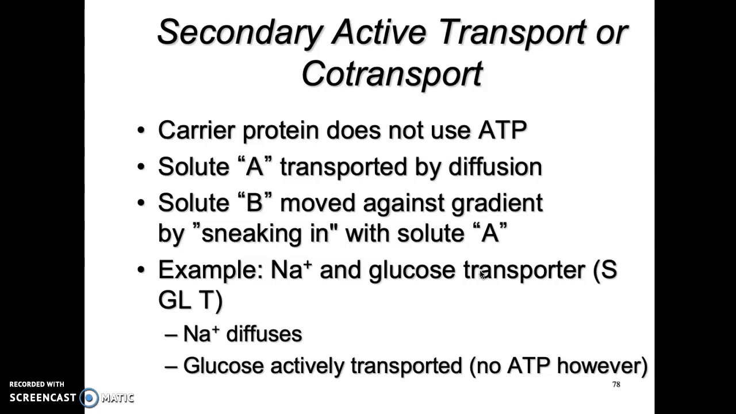Solute A is transported by diffusion. That solute A is going to be sodium. It just diffuses down from where there's more to where there's less. Solute B is going to be moved against its concentration gradient. In this case, solute B is glucose, and it is sneaking in with solute A. Okay, so that's my example, sodium and glucose transporter. It's called SGLT, sodium glucose transporter. So the sodium is going to diffuse passively, and the glucose is going to be actively transported by sneaking in with the sodium and not wasting any energy.